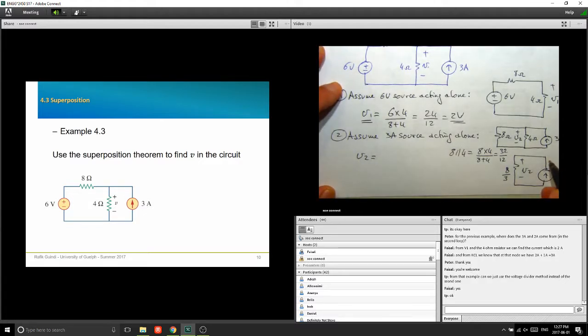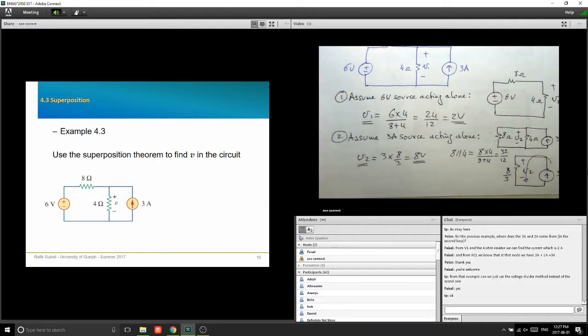You have a current of 3 amps flowing through a resistor of 8 over 3. You can find V2 using Ohm's law. V2 equals IR, which is 3 times 8 over 3. That's 8 volts.